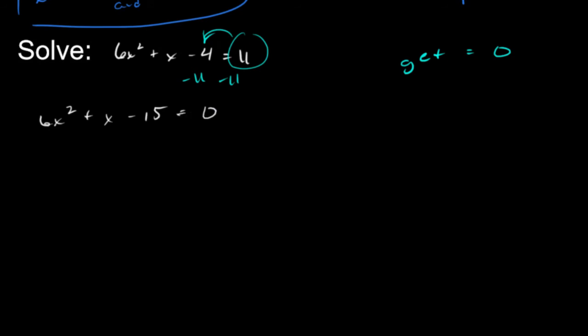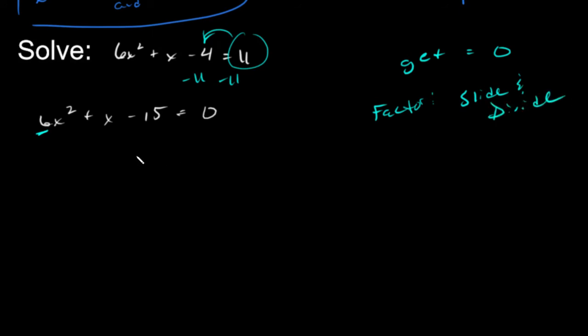So now you have to factor. And the way you factor this is by slide and divide. That's what you have to do, because you don't have 1x squared, you have 6x squared. So you have to slide and divide in this example.